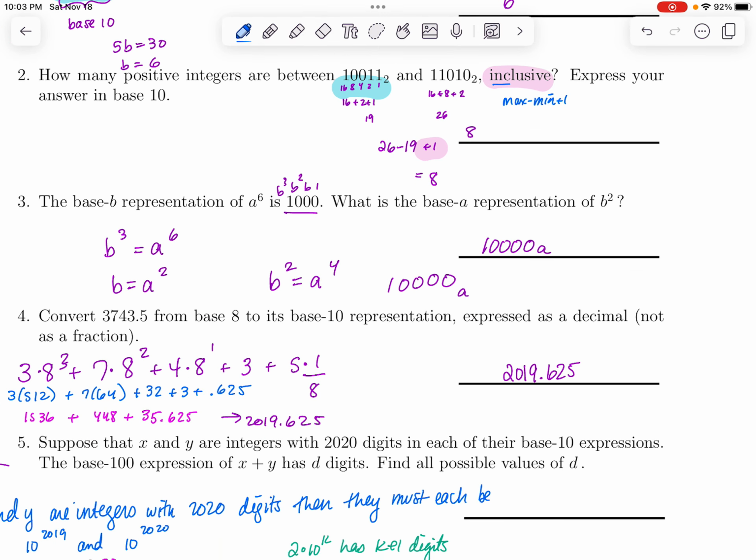For this third problem, we are in base B, and we are saying that a to the 6th equals 1,000 in base B. And we want to know what the base A representation of B squared would be. All right, so the first thing I said was, well, I have to get myself a conversion factor, so to speak, between A and B.